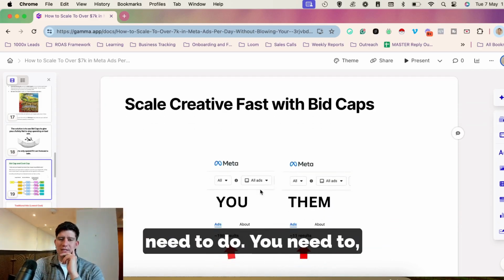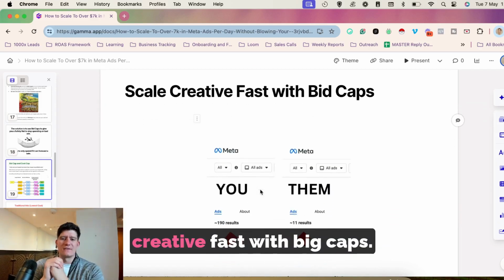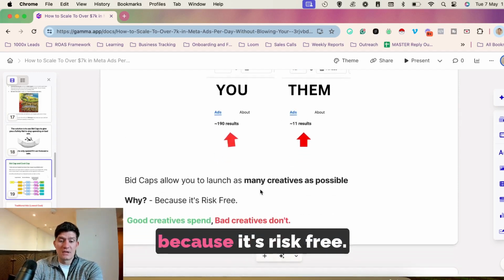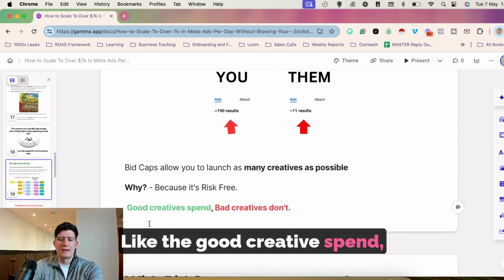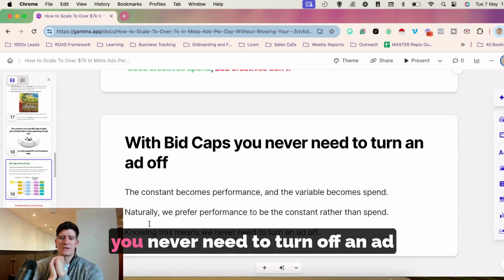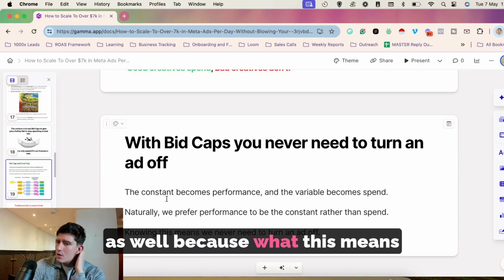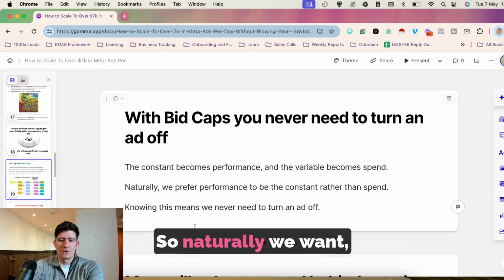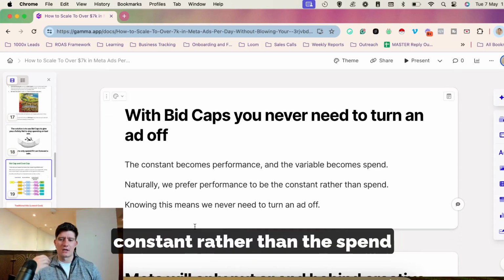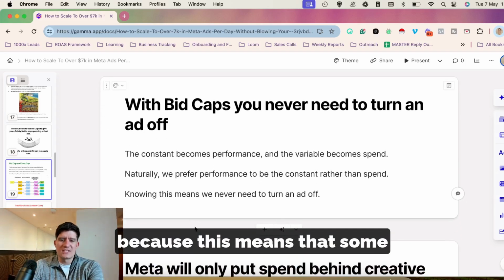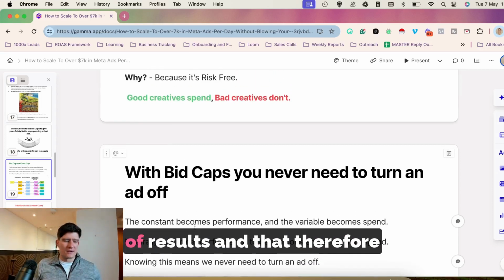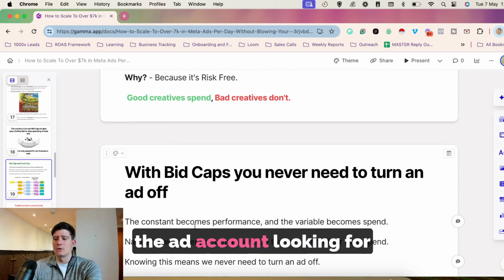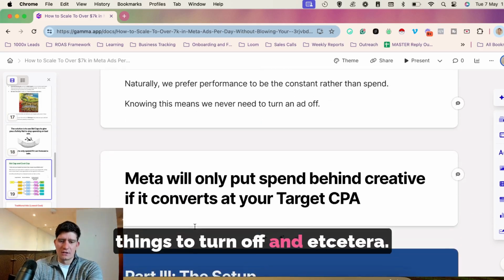So this is what you need to do. You need to really scale creative fast with bid caps. Bid caps allow you to launch as many creatives as possible because it's risk-free. The good creatives spend, the bad creatives don't. You never need to turn off an ad either, because the constant becomes performance and the variable becomes spend. Naturally we prefer performance to be the constant rather than the spend, because some days it might get a little bit of results and then it'll spend, but might not. So you're not constantly in the ad account looking for things to turn off.